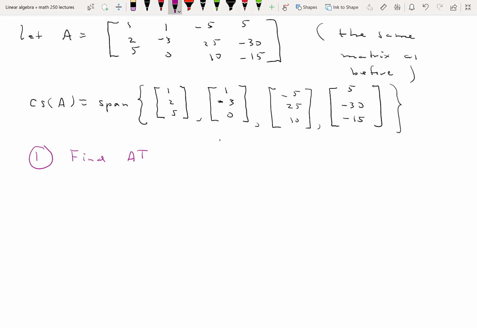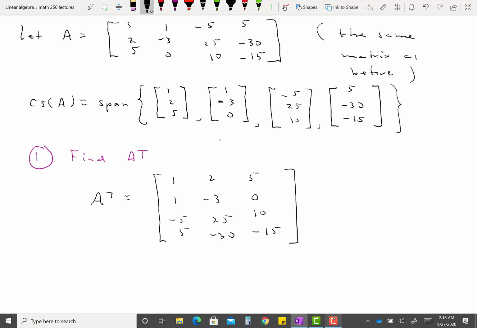Okay, so let's do that. Super simple. A transpose is the matrix whose columns are 1, 1, -5, and 5, then 2, -3, 25, and -30, and finally 5, 0, 10, and -15.